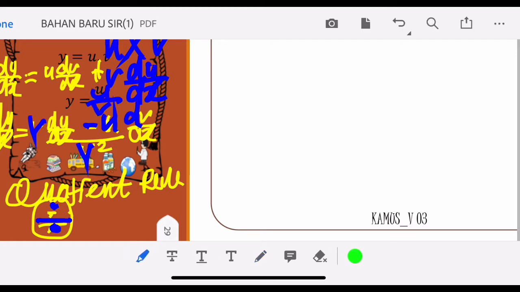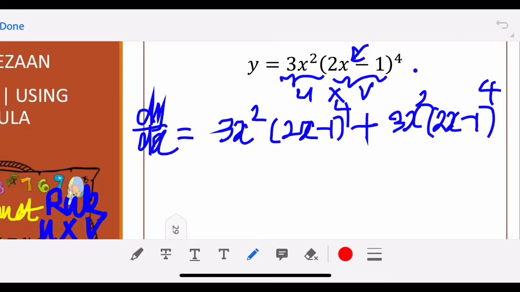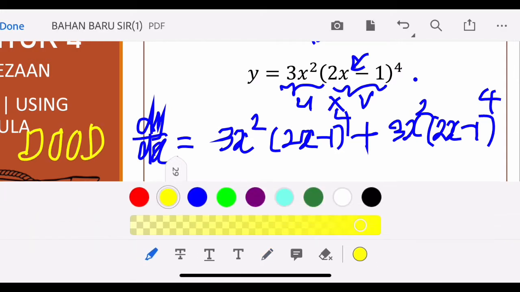So I'm going to start with the first one, which is the product rule. So I'm going to show. The way to do is like this. Remember, I taught you the shortcut DOOD. Remember DOOD? What is DOOD? I'm going to explain to you.